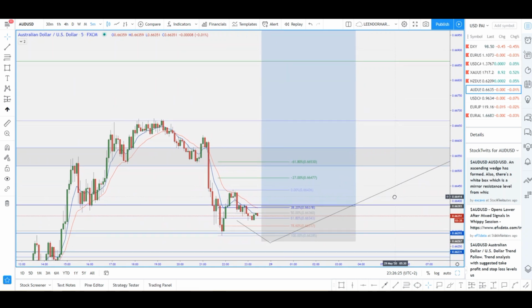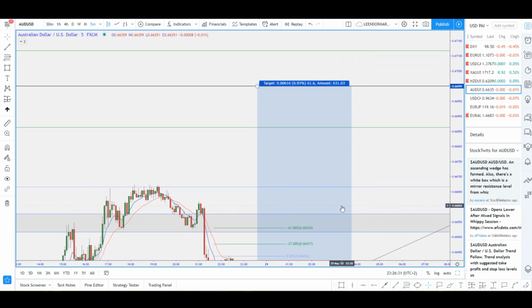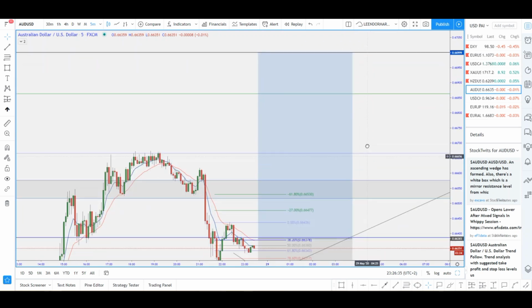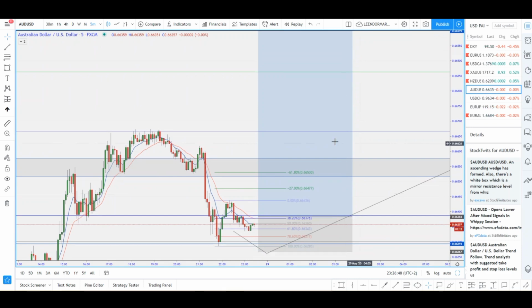If you look at the risk management that we have, we're risking 11.6 to make 61.6. So the risk literally makes sense. The ratio there is very logical, because you're risking small to profit a lot.